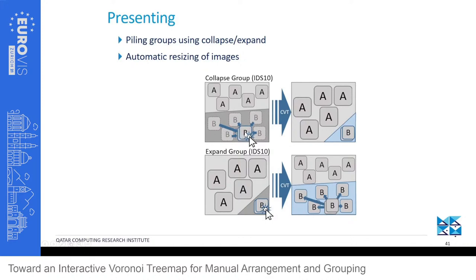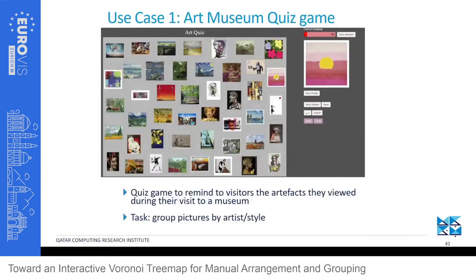the images of that group collapse below this image, so it creates a pile. And the size of the group is updated, so the weight of the weighted Voronoi cell is decreased. And so because there are fewer images to display, we can automatically increase the size of all the images. And we can do the opposite. We can expand the group and come back to the initial situation. And so the size of the images will be automatically decreased because there are more images to display.